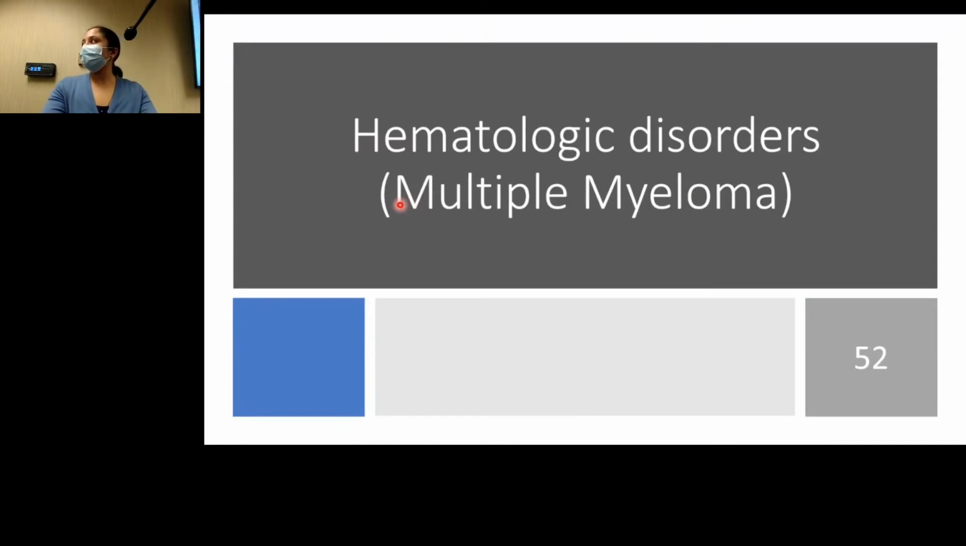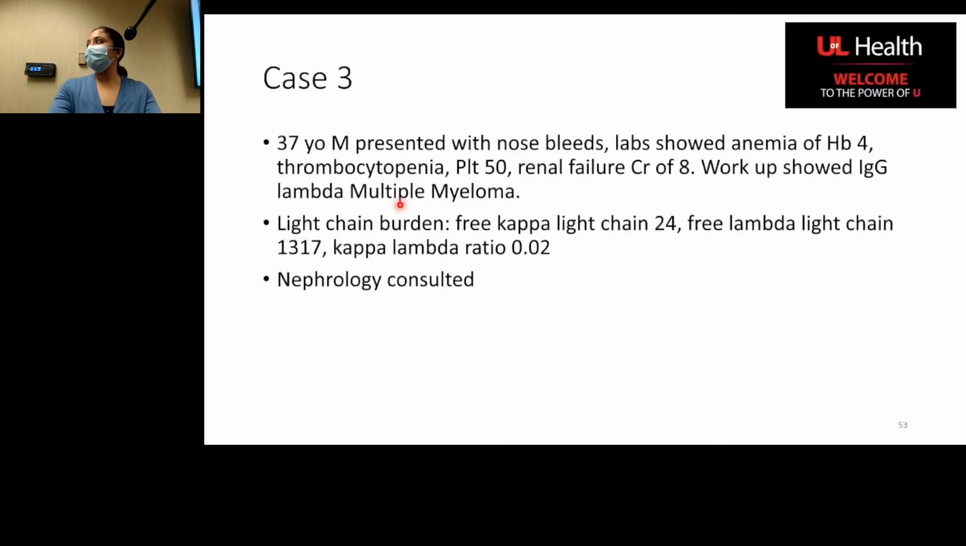Hematologic disorders, so multiple myeloma, again, very wide topic, but one question which has been raised multiple times I wanted to address through this case. We have a 37-year-old male with nosebleeds, showing anemia, thrombocytopenia, renal failure, creatinine of up to 8. Workup showed IgG lambda multiple myeloma. Light chain burden, free lambda light chain is about 1,300, and we are consulted, interestingly, not for the AKI, but to do plasmapheresis.